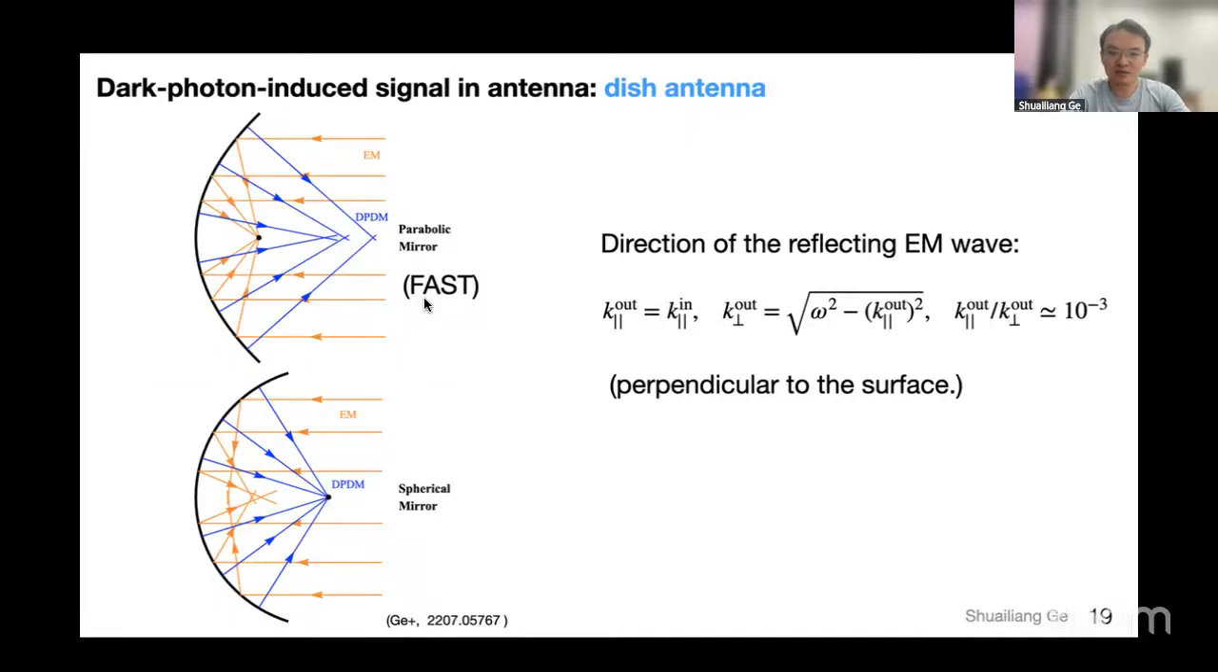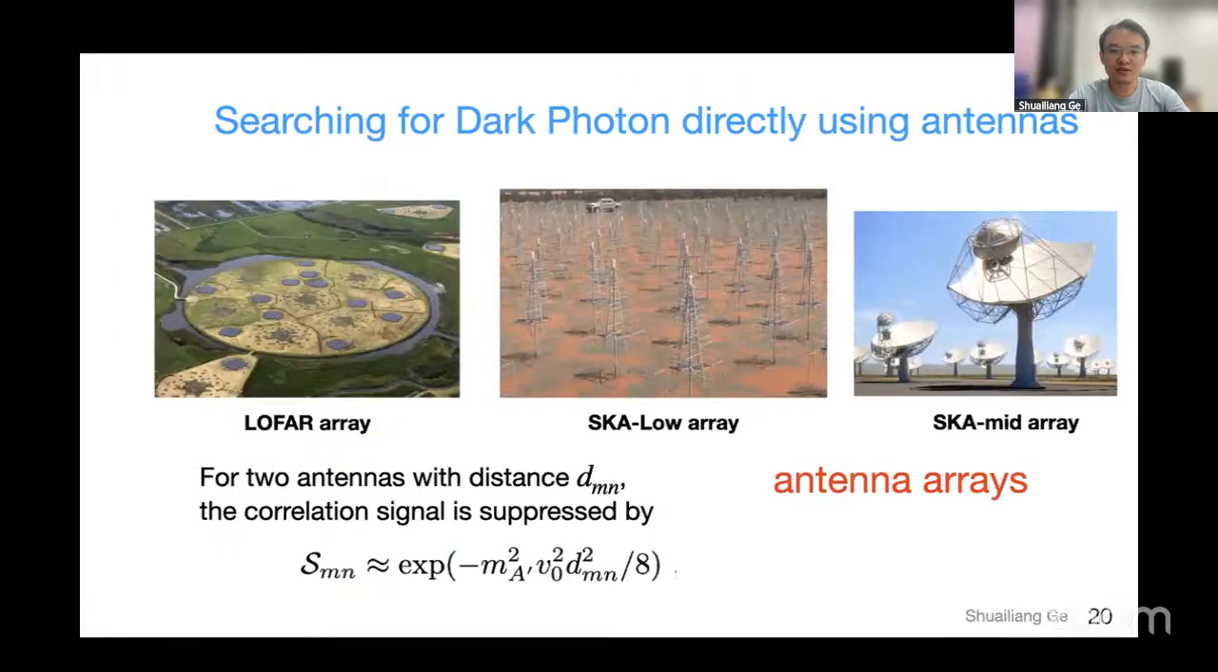But as we will see, even using a parabolic dish antenna, we can still get a very good sensitivity on the dark photon. Later, I will come back to this point. And I should say there's another type of radio telescope. People simply collect many antennas together, and these antennas can be either dipole antennas or dish antennas, and they form an array. Famous examples are the LOFAR array or the SKA array.